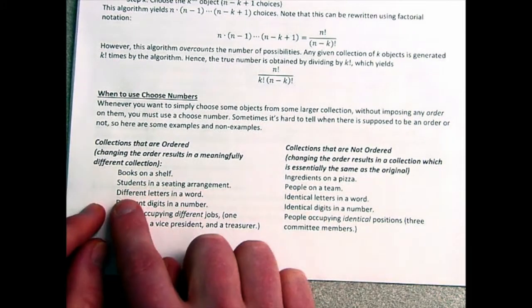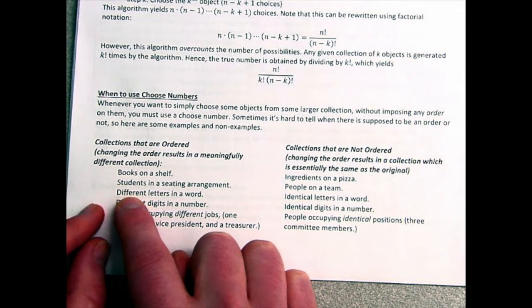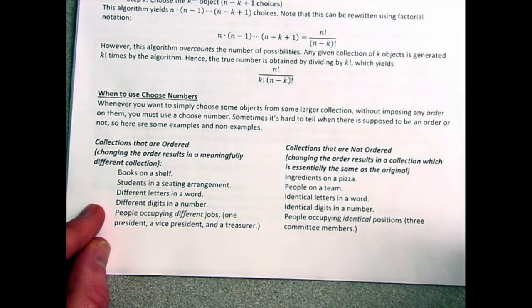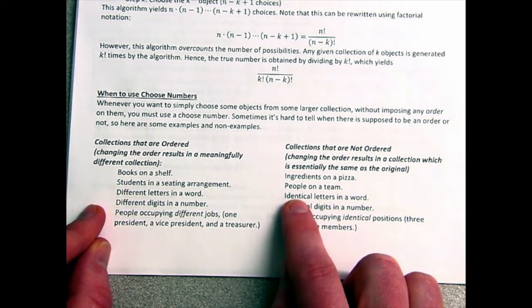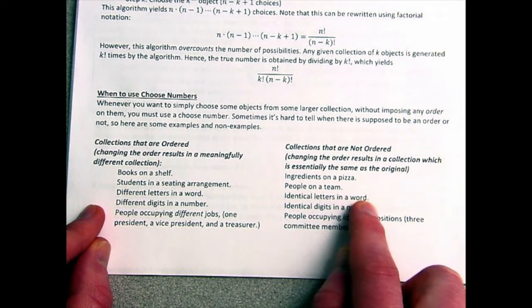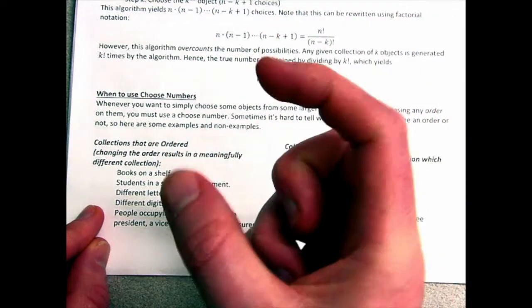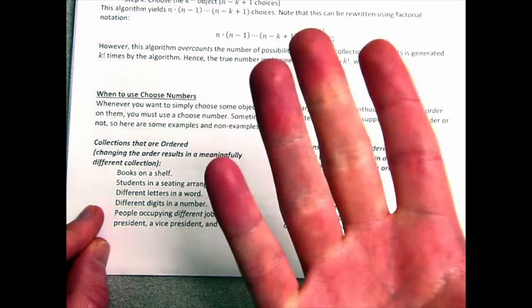An example where order does matter: different letters in a word. If you change the order of letters in a word, that's a different word, right? So order matters. A similar example where order doesn't matter is identical letters in a word. If you have a word with multiple identical letters, and you switch the location of two identical e's, well, that's the same word, isn't it?